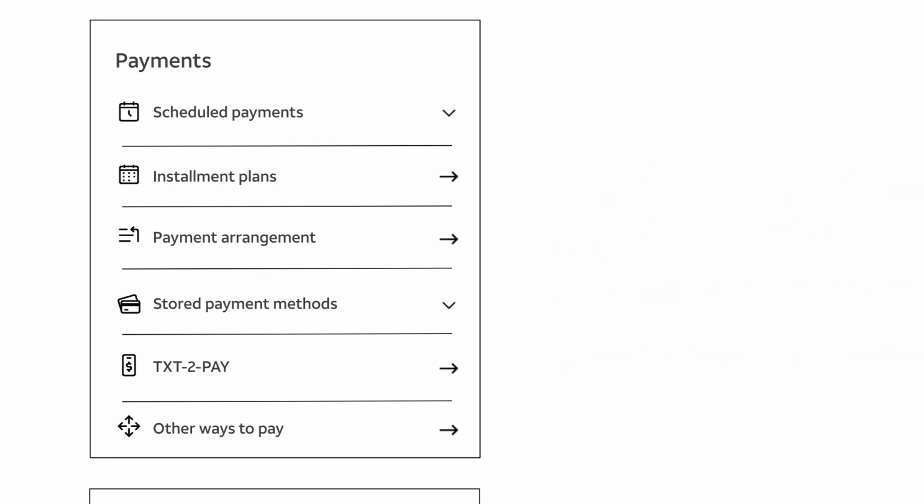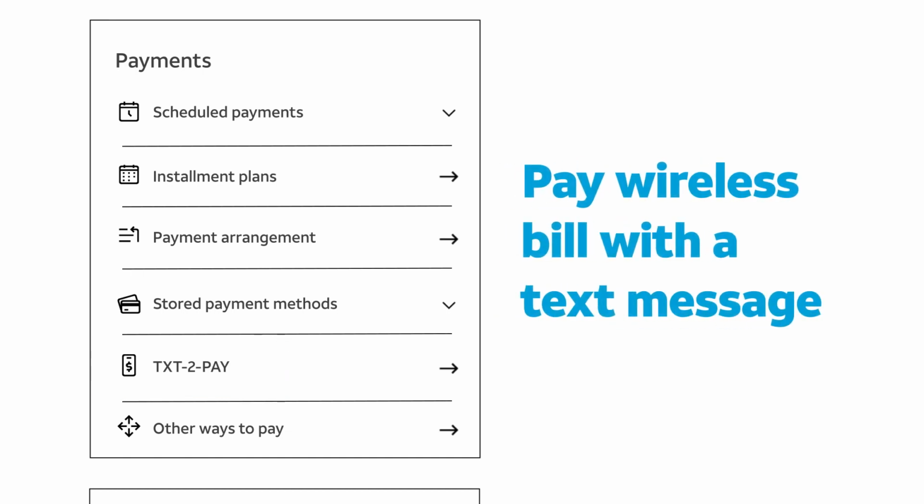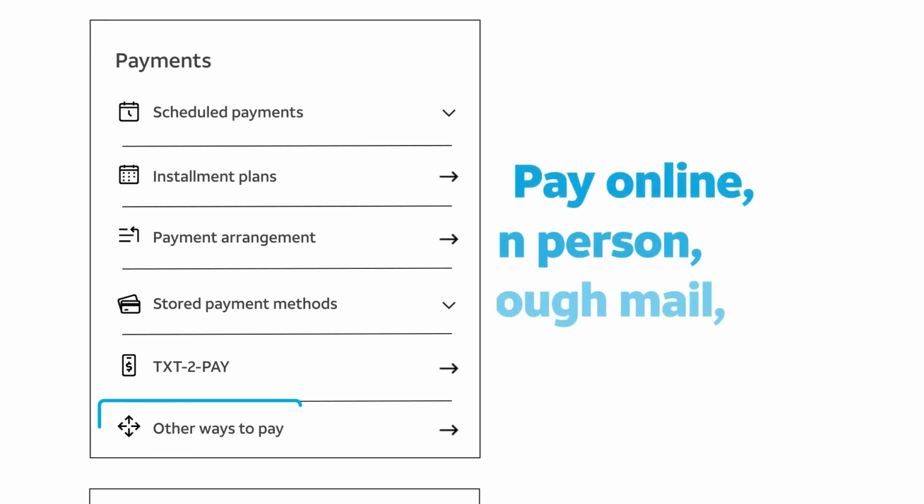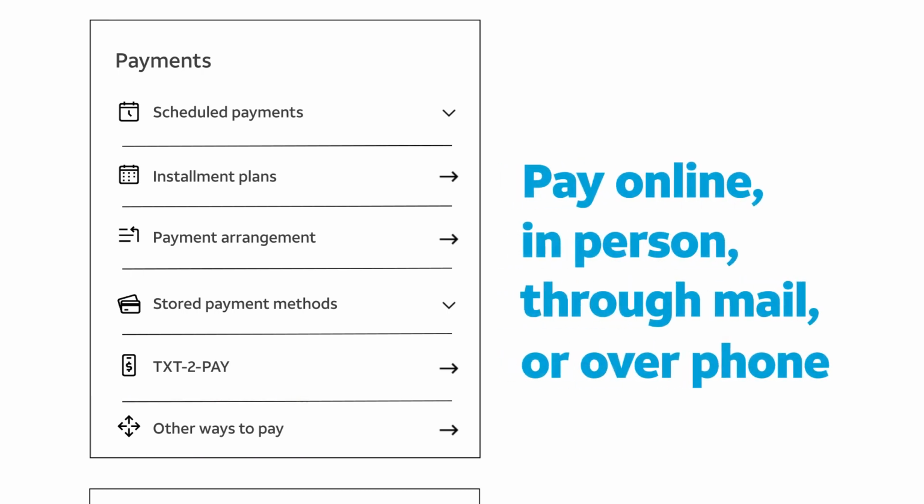Next, depending on your account, you may see an option to set up or manage Text to Pay. With Text to Pay, you can pay your wireless bill with a simple text message. Select this option to explore and set up Text to Pay. There are many ways you can pay your bill. Select Other Ways to Pay to see all the ways to pay online, in person, through mail, or over the phone.